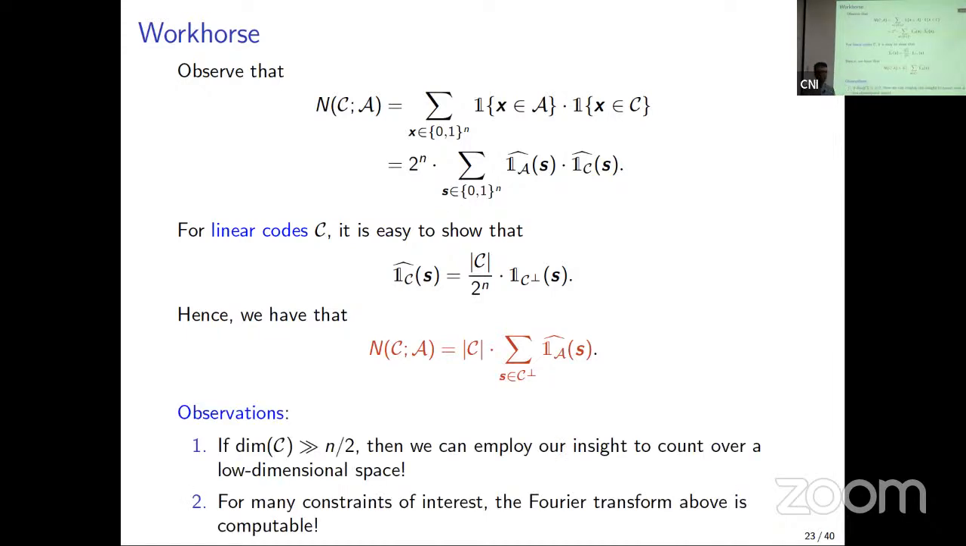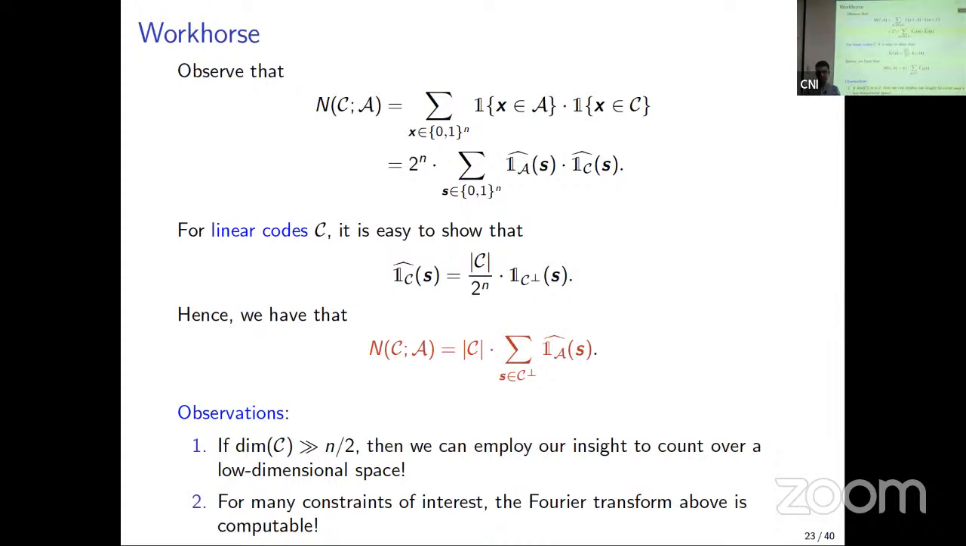And this is something that is potentially useful for two reasons. Firstly, if your code is very large, if the dimension of the code is large, then you might as well use that formula to count over the dual code, which is not large. That is the first obvious plus point. The second is this is made evaluable by the fact that the Fourier coefficient that you want to compute is in fact computable for a large class of constraints. And this is a fact that we wish to emphasize here.